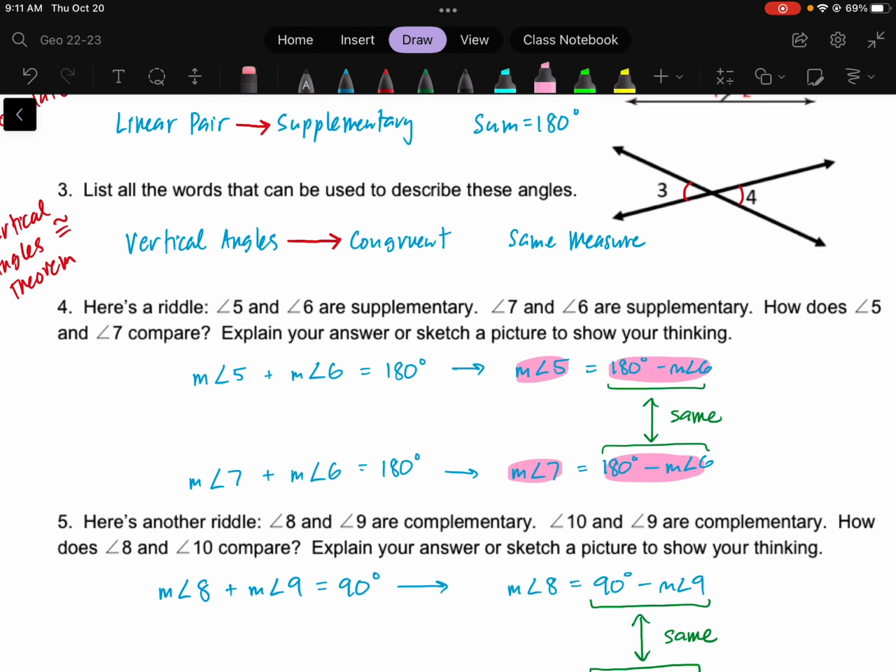It all goes back to that transitive property. If Al is the same age as Bob and Bob is the same age as Carl, then Al and Carl must be the same age. We're using the same type of reasoning here.